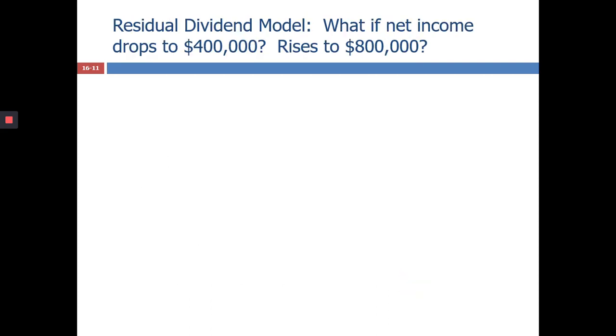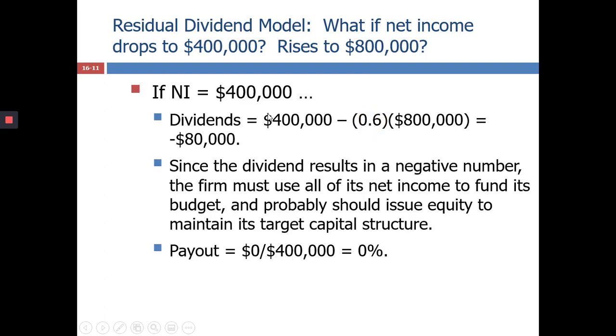So what if the net income drops to 400,000 or increases to 800,000? How will your decision change? If it's 400,000, what happens? 400,000 minus, as we have already calculated just now, 480,000. Therefore, you get negative 80,000. So negative 80,000 means what? Does it mean you're going to ask the shareholders to pay dividend? Definitely no, right? So that means you cannot pay dividend.